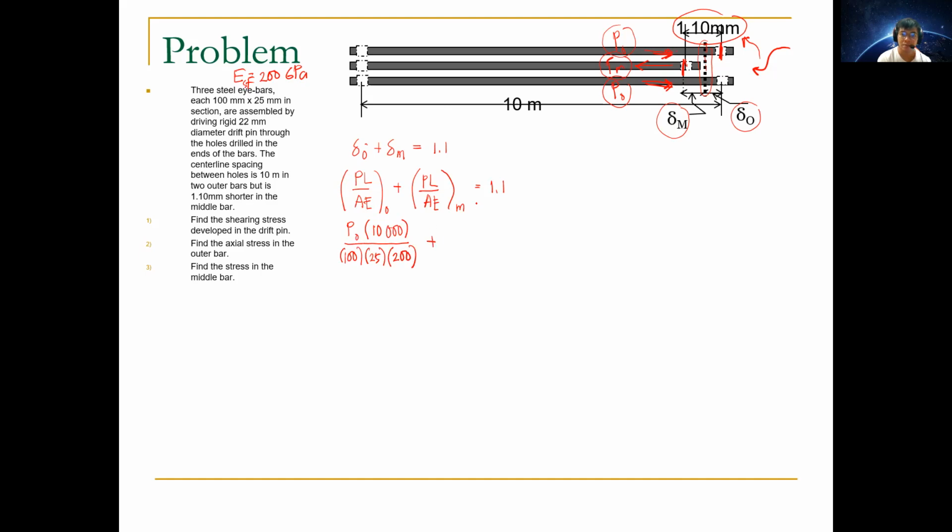Okay, so next is we go to P mid, the force at the mid bar. So instead of 10,000, notice that it shortens by 1.1 mm, right? So instead of 10 meters that we use for the mid bar, we subtract 1.1 mm from it since it's shortened by that much. Notice in the statement, shorter in the middle bar.